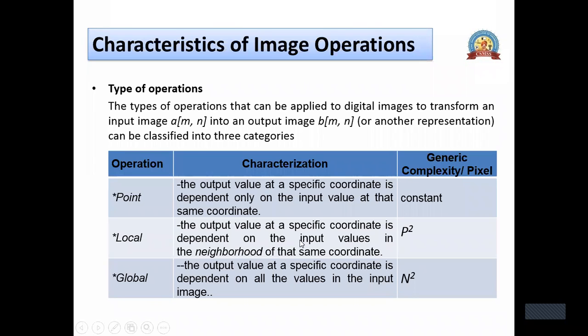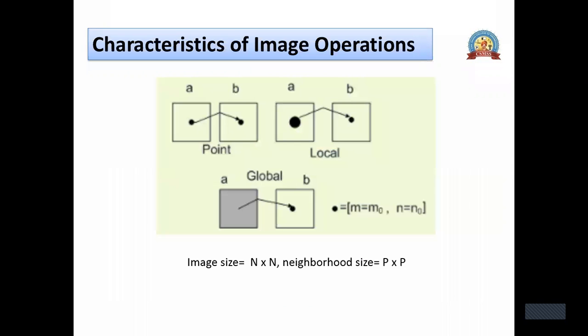In local operation, some of the pixels surrounding the pixel on which we want to make the operation are taken, the operation is performed, and that particular pixel will be replaced. So we take neighboring pixels, perform the operation, and then place the result. And in global operation, the complete image is taken, the operation is performed, and the value of that particular pixel is changed. This is represented graphically here.